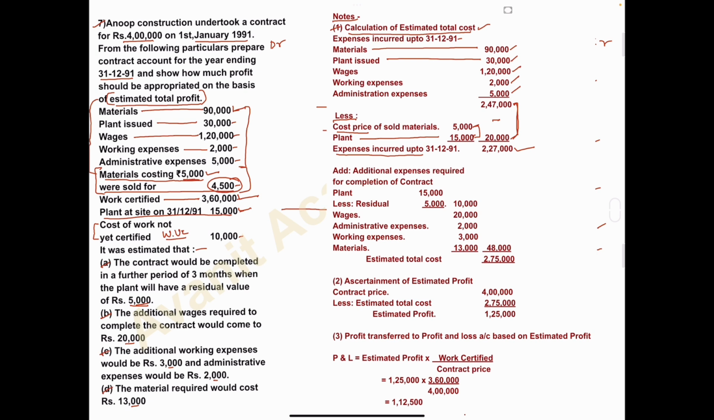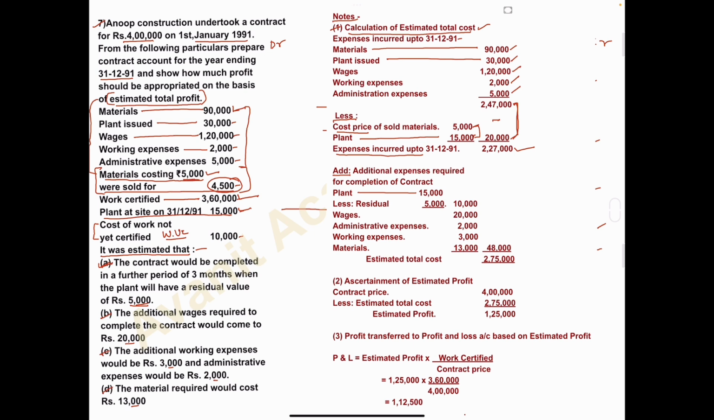Next, to complete this contract, they have made some additional expenses. Some items are added. So write here, add additional expenses required for completion of contract. So what additional expenses they have incurred to complete this contract? Say this last one. Estimated. It was estimated that point A, read the point A. The contract would be completed in the further period of 3 months when the plant will have a residual value of rupees 5,000.